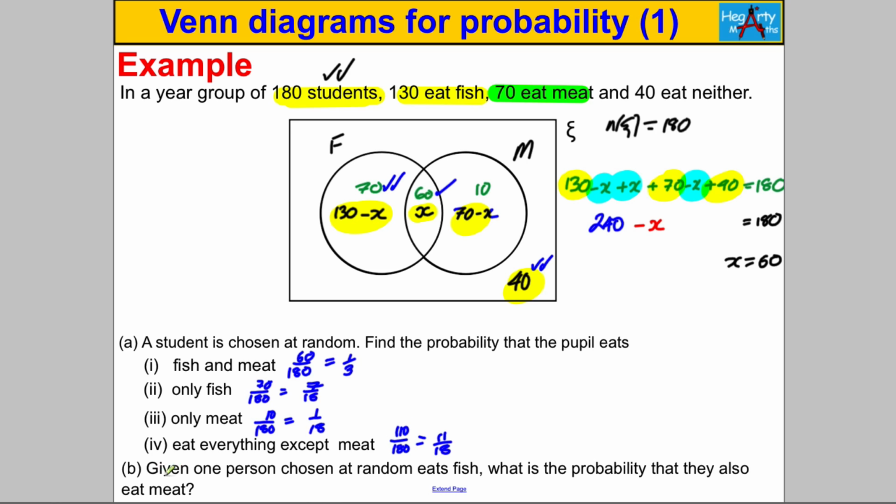And last one, given that one person at random eats fish, so we are interested in this section here, these 130 students, what is the probability they also eat meat? Well, 60 of those also eat meat, so it must be 60 out of the 130, which simplifies to 6/13.